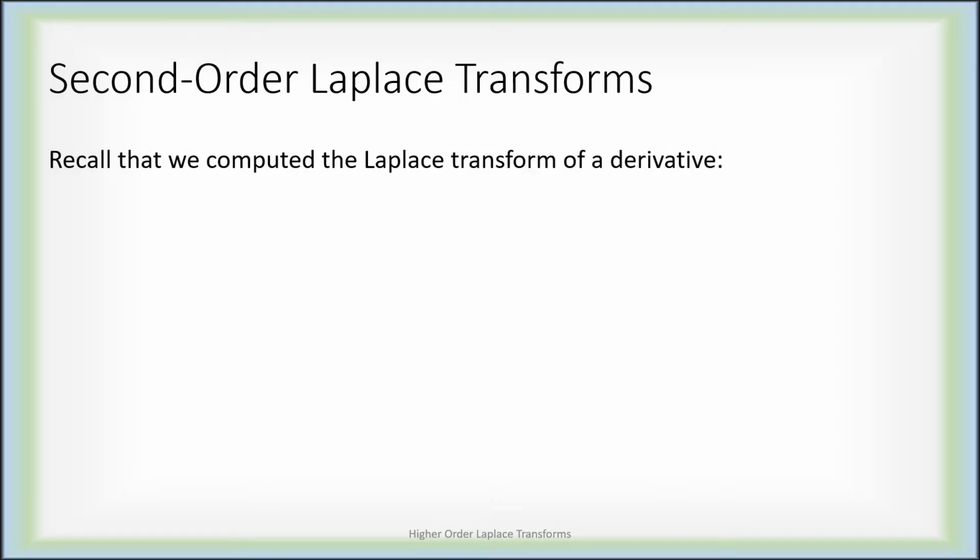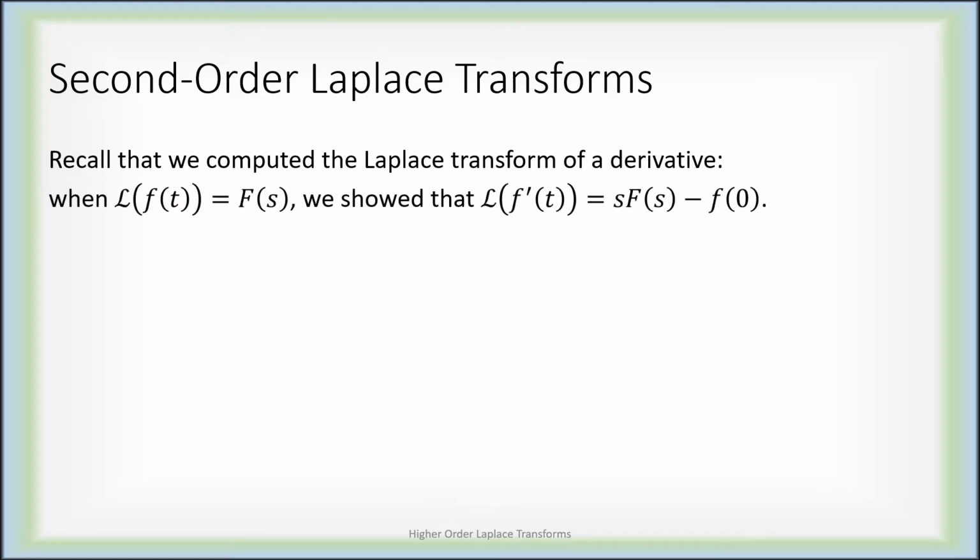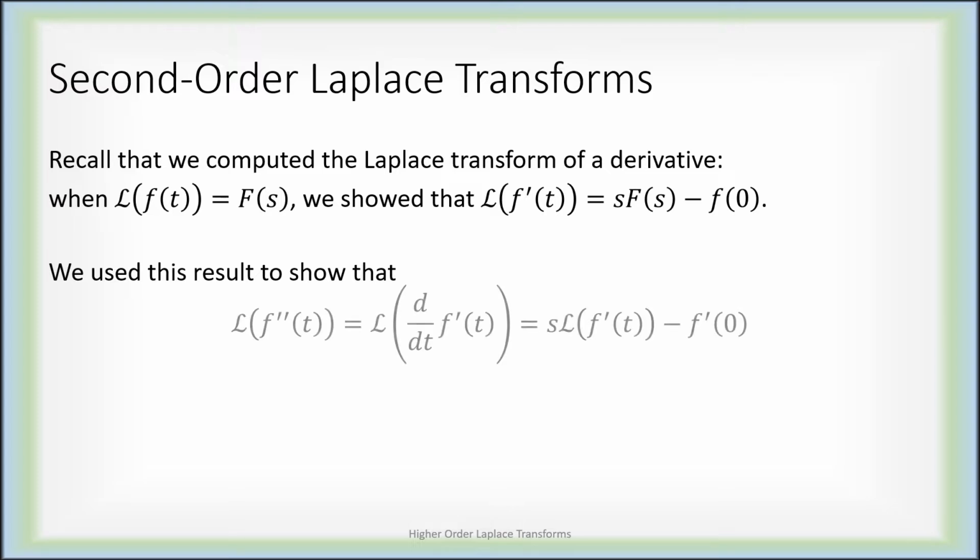Remember that we've already learned how to take the Laplace transform of the derivative of a function. Specifically, when the Laplace transform of little f is given by capital F, we showed that the Laplace transform of little f prime is s capital F of s minus little f of 0. And then we used that result to compute the Laplace transform of a second derivative.